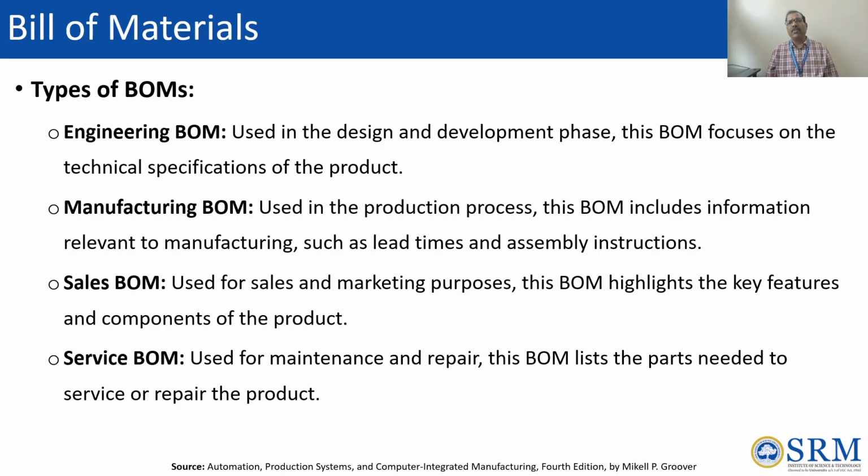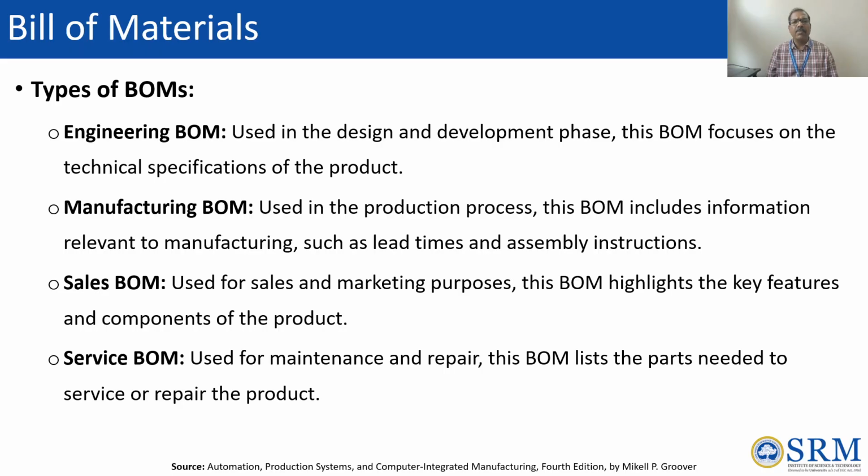This bill of material focuses on the technical specification of the product. So mainly focus on technical information or specification of the product. Then manufacturing bill of material, it is used in the production stage or production process places, which also gives information about the manufacturing, how much time is needed for making, that is lead time needed, or what kind of assembly we need to do, like assembly information or instruction will be given in the manufacturing bill of material.